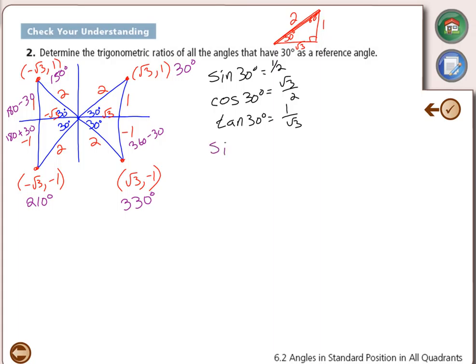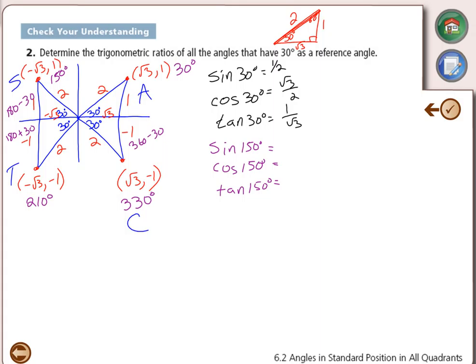So we got sine of 150. We've got cos of 150. We've got tan of 150 degrees. And we read it straight off of there. Again, it's going to be exactly the same as what we have in the black there in the 30 degrees, but the positive and negatives are going to change for some of them. We can figure them out again using that CAST rule.